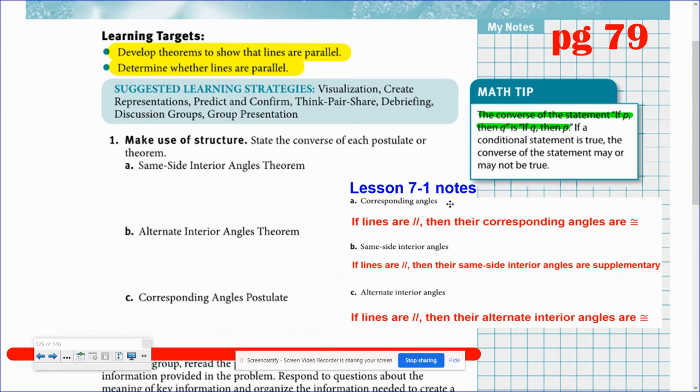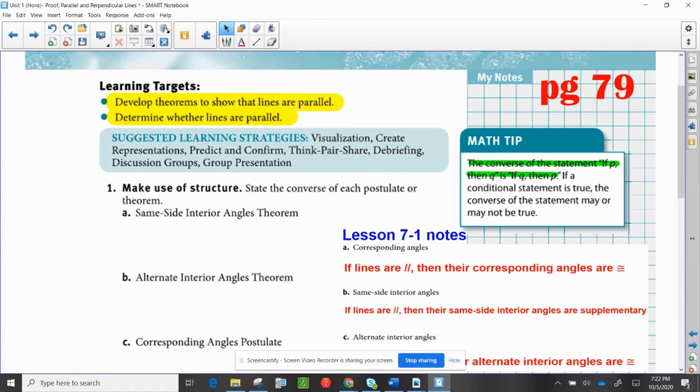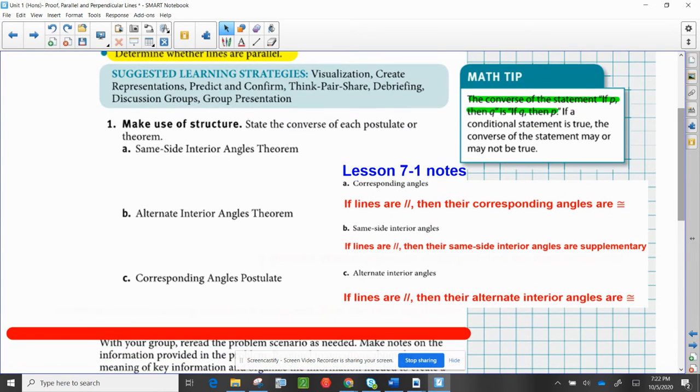So when we had corresponding angles, we had this theorem: if lines are parallel, then their corresponding angles are congruent. When we had same side interior angles, we said if the lines were parallel, then same side interior angles were supplementary. Remember, same side, SS, supplementary. And when we had alternate interior angles, if lines were parallel, then we knew their alternate interior angles were congruent. So what they're going to have us do in number 1 here is write the converse of those statements.